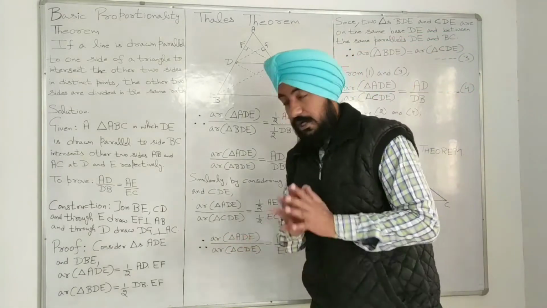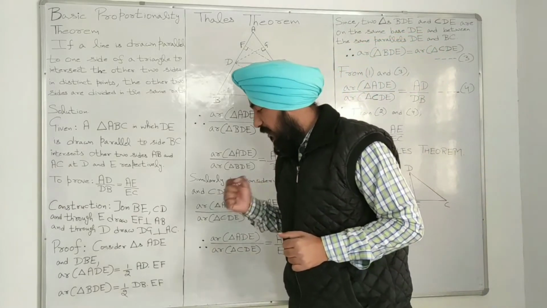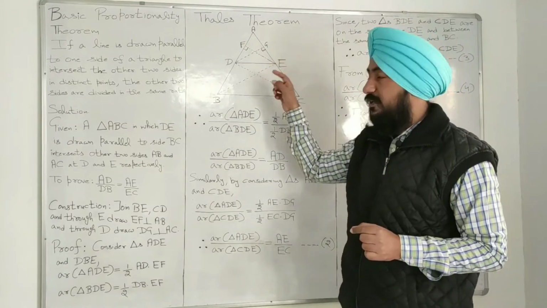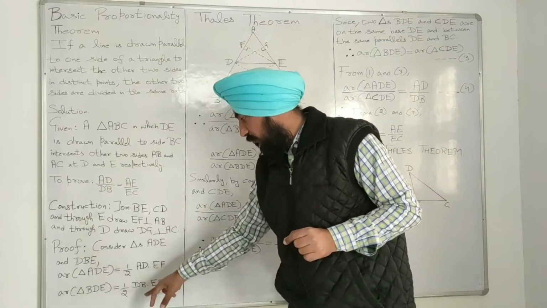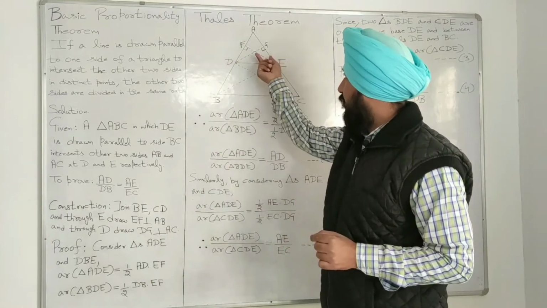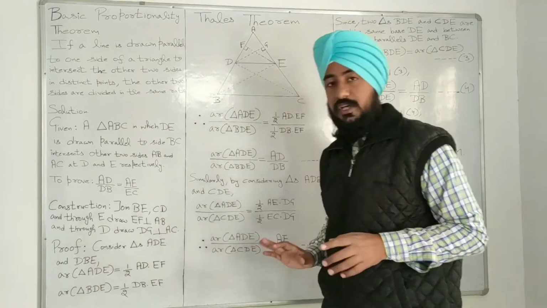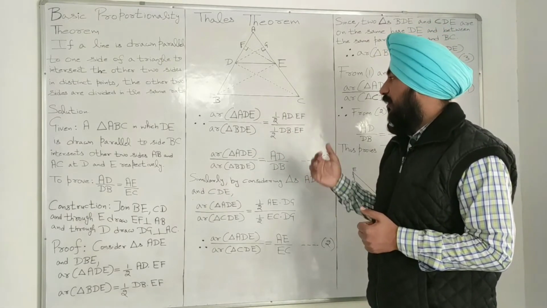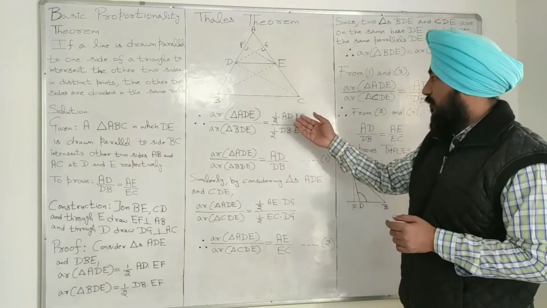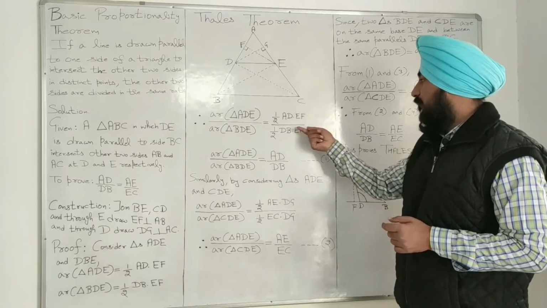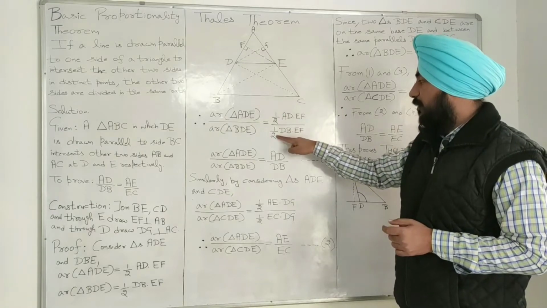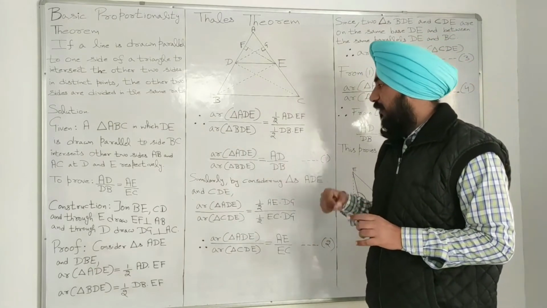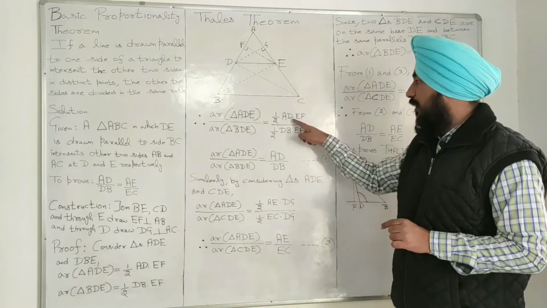I hope now it is clear to all of you why I have taken this EF as the height of this triangle DBE, even though EF is not coming inside this triangle. So the area is 1 by 2 DB, which is the base, multiplied by EF, which is the height of this triangle DBE. After this, taking the ratio of both the areas, area of triangle ADE in the numerator and area of triangle BDE in the denominator, is equal to 1 by 2 AD multiplied by EF upon 1 by 2 DB multiplied by EF. 1 by 2 will cancel with 1 by 2, and EF will cancel with EF. Now area of triangle ADE upon area of triangle BDE is equal to AD upon DB.